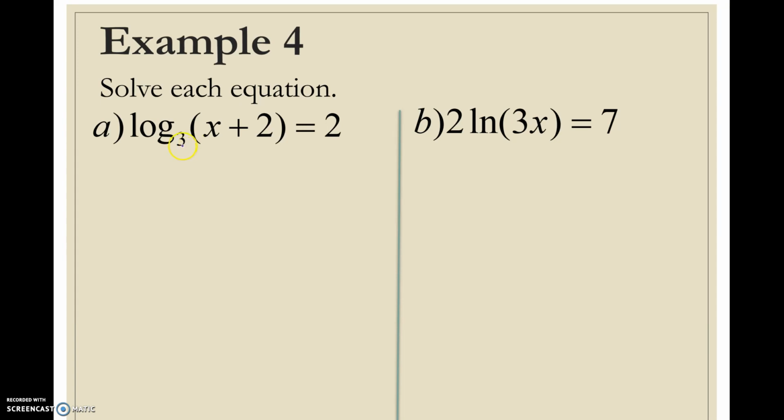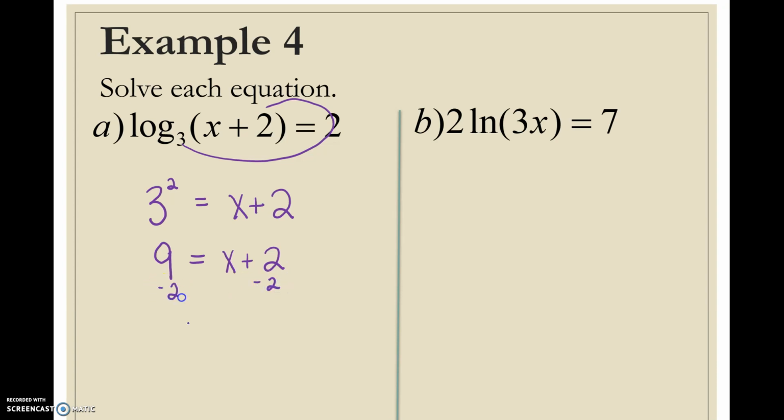Start with your little 3 and woo! Now remember, this is log form. You want to change it into exponential form. So 3 raised to the second equals x plus 2. What is 3 squared? 9. 9 equals x plus 2. So what is x? 7.